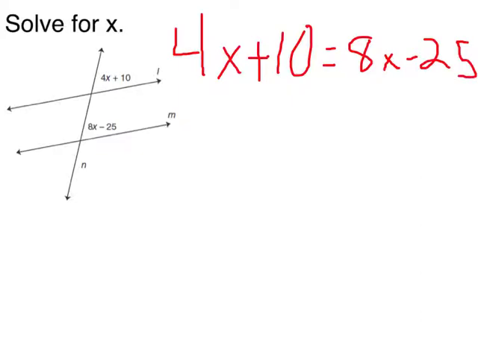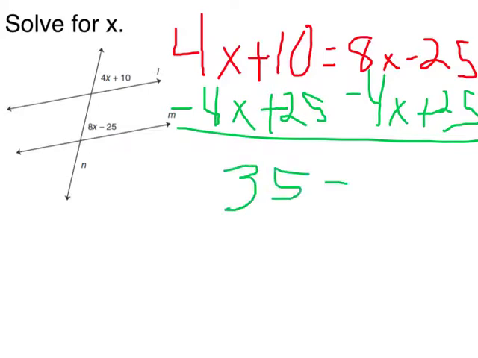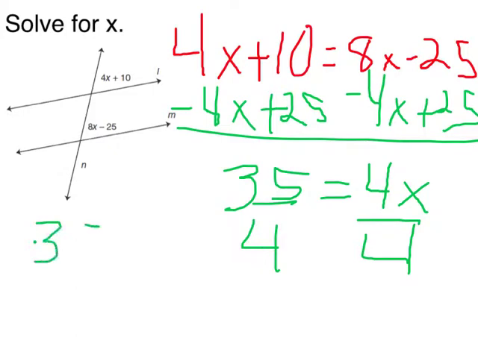So let's go ahead and solve for x. We'll subtract 4x here on the right side, and then we'll add 25 to both sides. Alright, so that means we're going to have 35 equals 4x. So we divide both sides by 4, and you can just leave your answer as 35 over 4, and that'll be your answer.